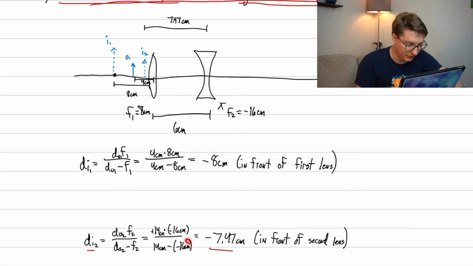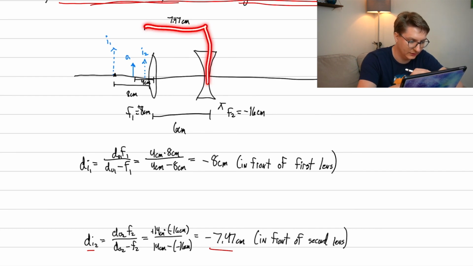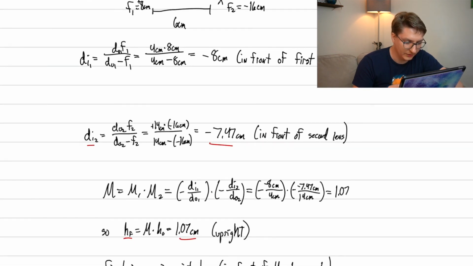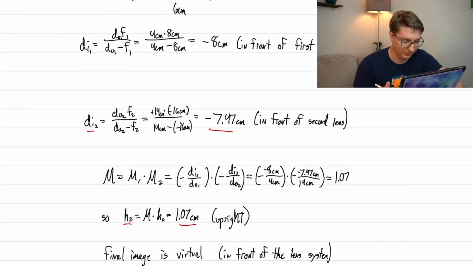Okay, we can put that in for all the stuff, and we get negative 7.47 centimeters. That's from the second lens. That's where this image is going to lie. Now, this is going to be in front because it's negative, and it's going to appear to be virtual, but we'll get to that in a moment.